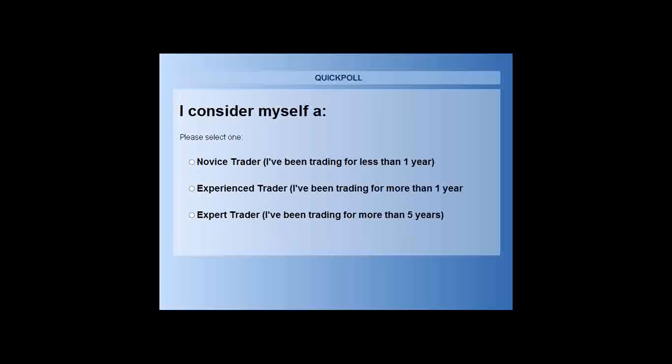Okay, now for a novice trader, it's usually somebody who's trading less than a year. Doesn't matter if you're profitable or not. I just want to know how fresh you are to the markets. The experienced traders, usually somebody more than a year, and you could be experienced in making profits, and you can be experienced in making losses also. And the expert trader, I consider maybe somebody who's traded over 5 years and they are profitable and they're still in the game. So if you can take some time to answer that. All right, looks like we have a pretty good balance here, so I'll be able to move on.